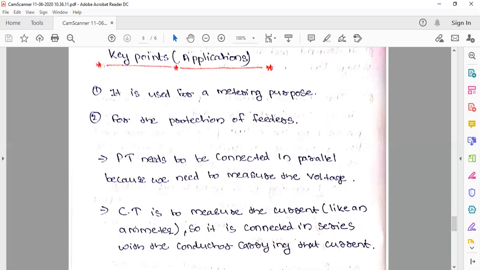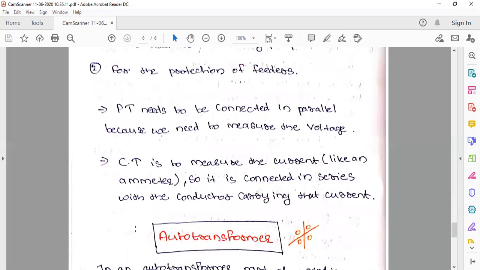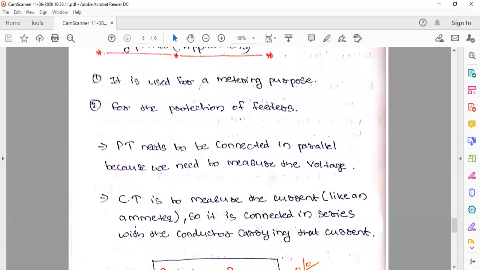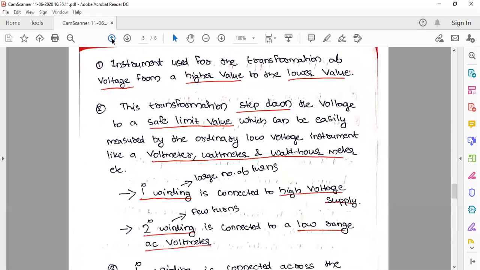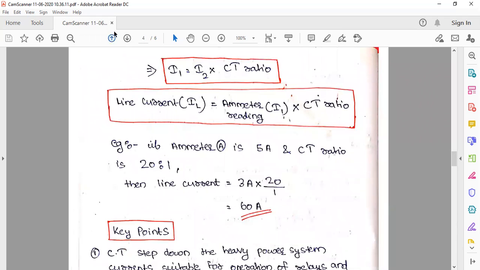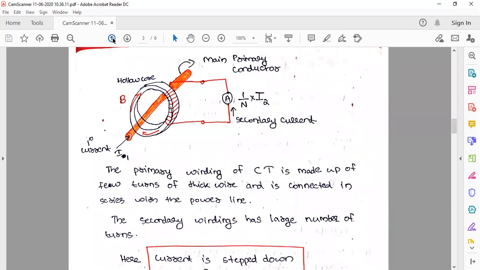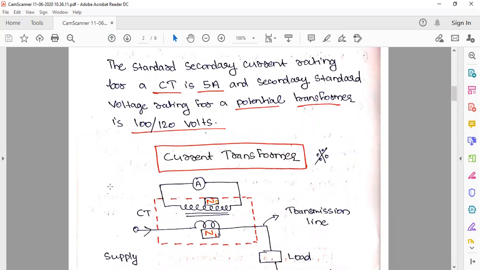Okay. So the potential transformer needs to be connected in parallel because we need to measure the voltage, and current transformer is to measure the current. So it is connected in series to the conductor carrying that current. Okay. So that's all about the potential transformer and the current transformer. Hope you might have understood. So what you should understand, because you can get numerical problems also based on this. So you should understand what's the current transformer, what happens in the primary and what happens in the secondary, which has more number of turns and which has less number of turns in terms of PT as well as CT. It is very important. Okay. And that practical example with the values also I gave you, that also you should study.